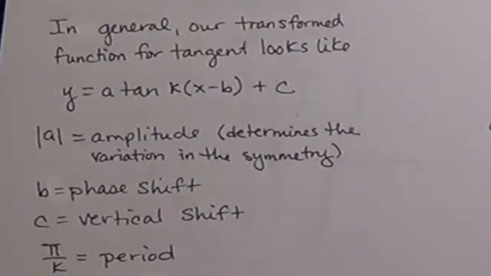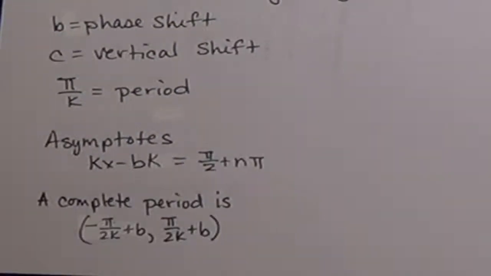B is going to be the phase shift, so again, just the horizontal shifting. C is our vertical shift. Pi over k is the period. So again, be aware that it's no longer 2 pi because we're now looking at a tangent function. The asymptotes, again, are where our cosine function is 0. So we're going to take the argument kx minus bk and let it equal the places cosine equals 0, so pi over 2 plus n pi.